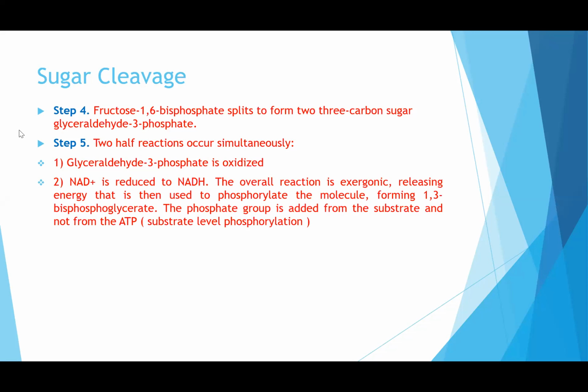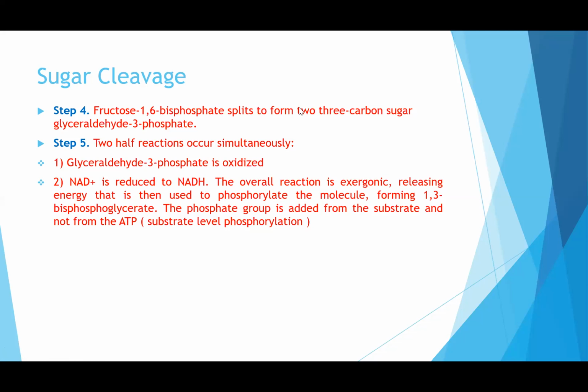Once the hydrogen has been removed from glyceraldehyde, this hydrogen is captured by the NAD, as I told you initially. So NAD is reduced to NADH. This hydrogen is removed from the aldehyde, and the overall reaction is exergonic, because oxidation, I told you, is an exergonic reaction. Energy is released, and that is then used to phosphorylate the molecule, forming 1,3 biphosphoglycerate.